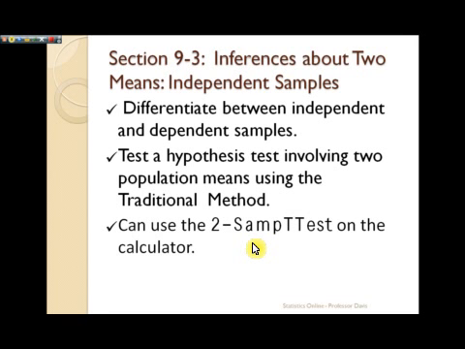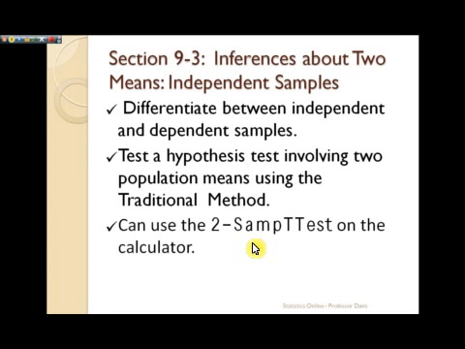Section 9.3 is about inferences of two means with independent samples. In other words, samples that come from a different group that are unrelated. So first we want to be able to differentiate between independent and dependent samples. Example 1 helps us to do that. And then we want to do a hypothesis test involving two population means, again, using the traditional method, comparing a test statistic to a critical value.